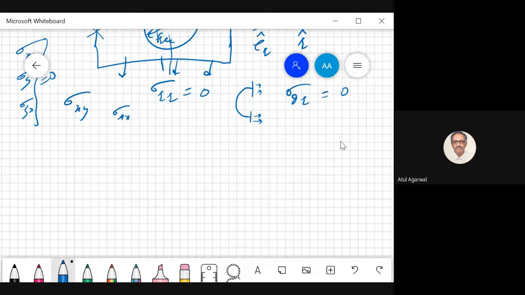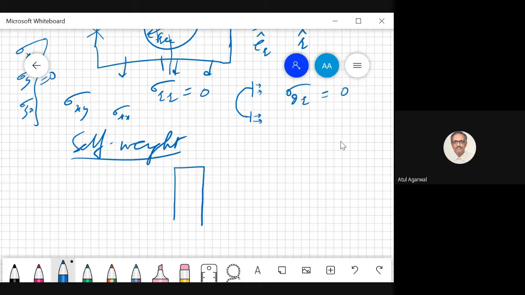Now I will do a problem of self weight. You take a bar, you fix it somewhere here. Now it is under its own weight. So I want to find stress distribution in this bar. Suppose I take this direction as x direction. I can choose any direction as x direction.